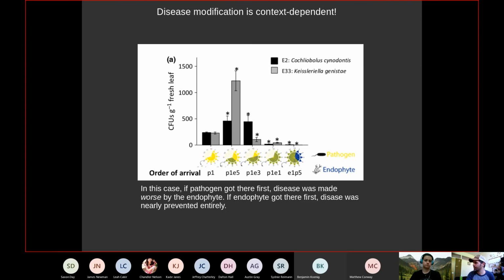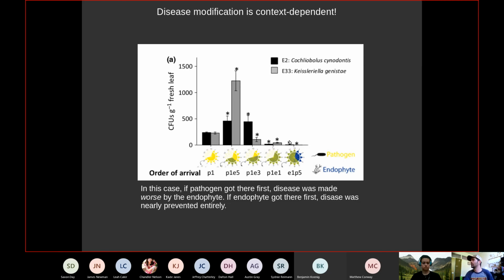And so this is looking at order of arrival. This is just our pathogen, P1, showing up on day 1, and here is the pathogen load. Now here's the pathogen showing up on day 1 and the endophyte showing up on day 5. The disease is worse. If the pathogen and the endophyte show up together on day 1, disease is better. If the endophyte gets a 5-day head start, disease almost doesn't happen when the pathogen shows up.